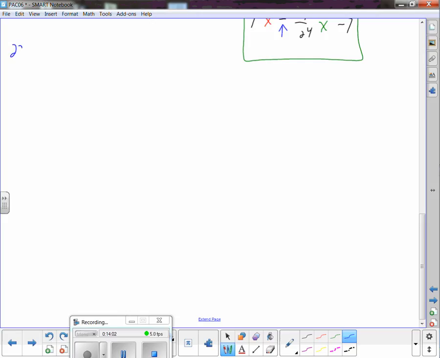Let's try 22 first off. It's 8 over 7x squared minus 6x plus x squared minus 7x. Try that on for size. This is page 243, number 22.